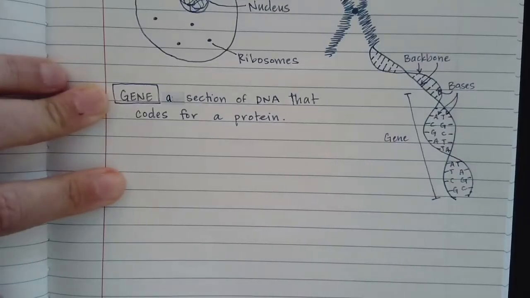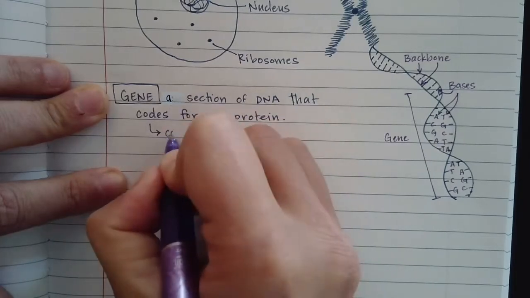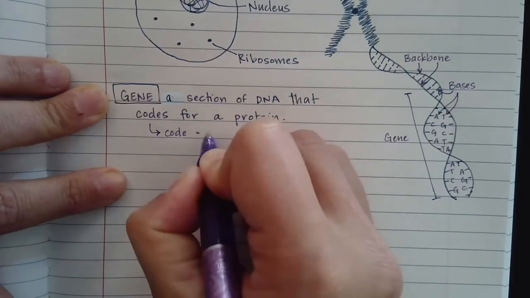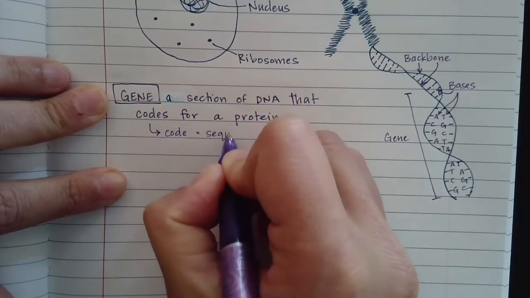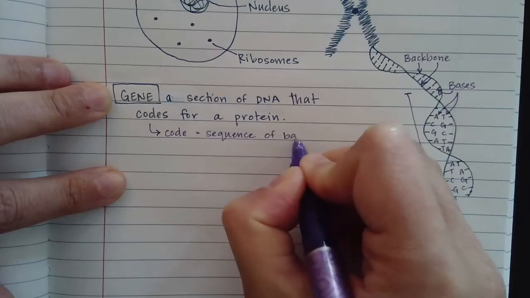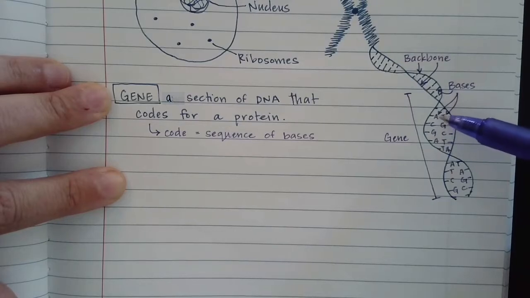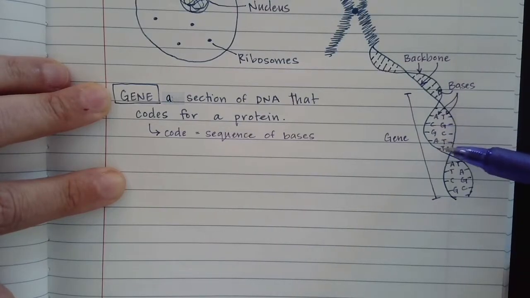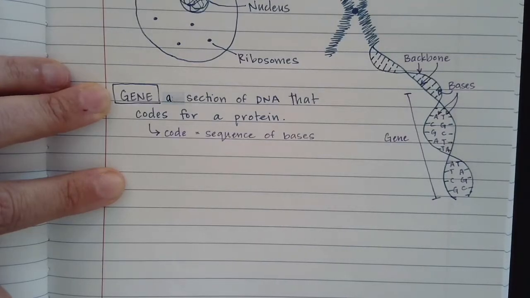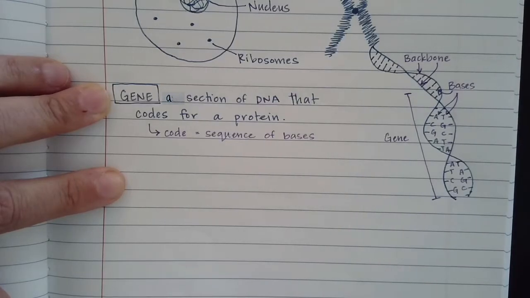And when I say codes for, what I'm really saying here is the code is the sequence of bases. So this sequence of bases would go A, C, G, A, T, C, G. You just read one side. A different gene would have a different sequence of those bases.